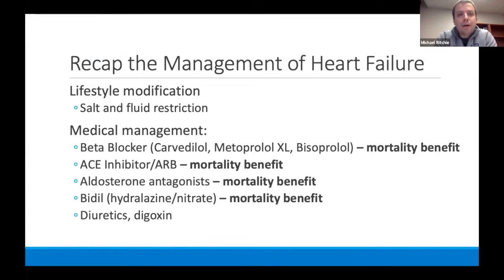Just to recap on how you would treat these people, medical management is beta blockers, ACE inhibitors, aldosterone antagonists. BiDil can be done and has been shown to have a mortality benefit if you can't tolerate an ACE or an ARB. And then you can give diuretics or digoxin, although there is no mortality benefit with these.